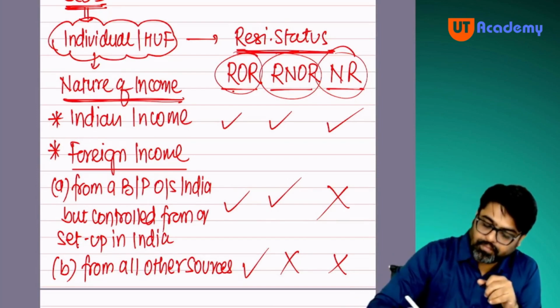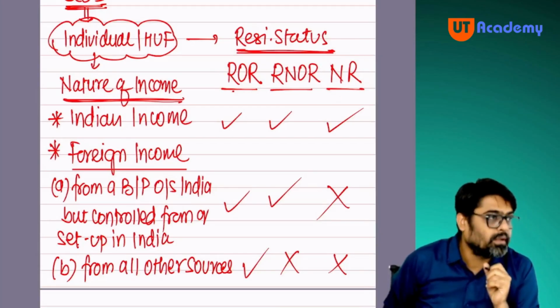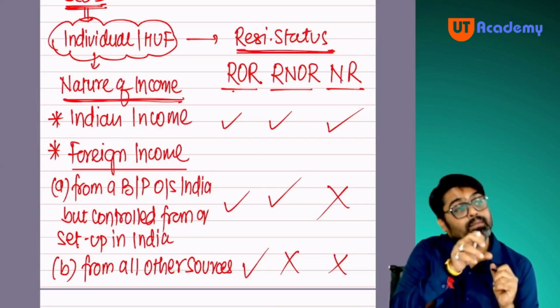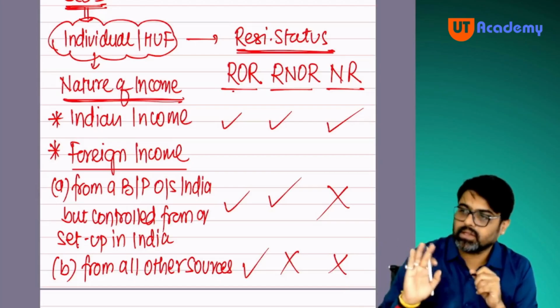Now tell me, this we call as what? Scope of total income. This is known as, in the computation of your total income, which incomes will be covered and which incomes will not be covered. This is given in section number 5.